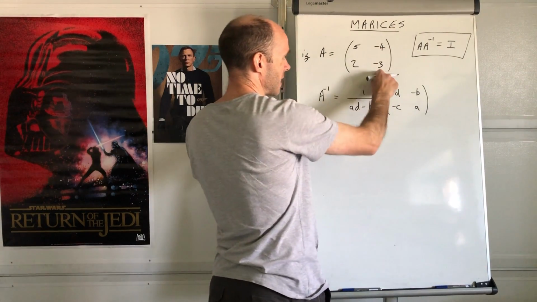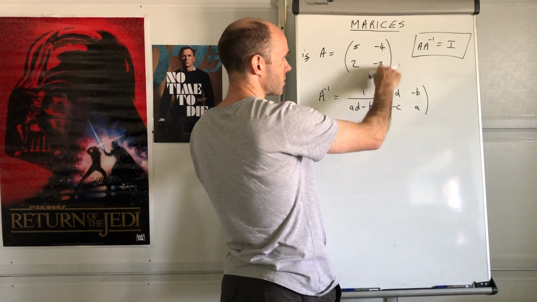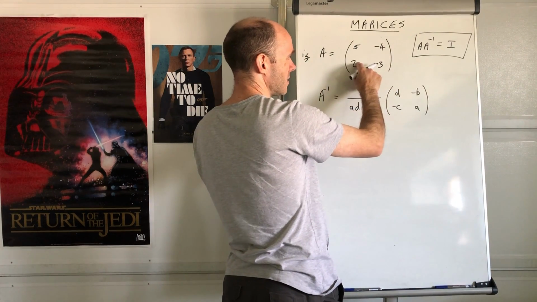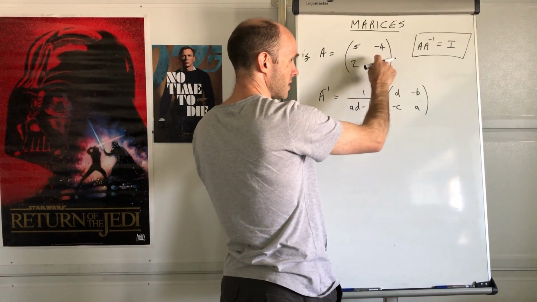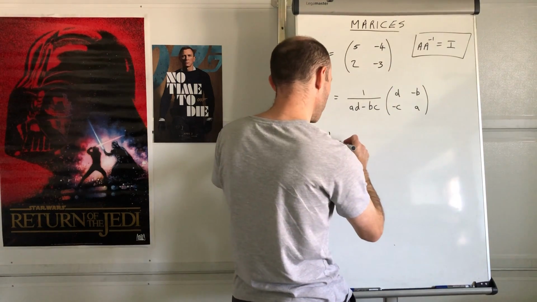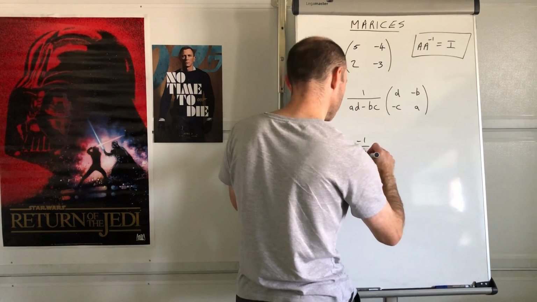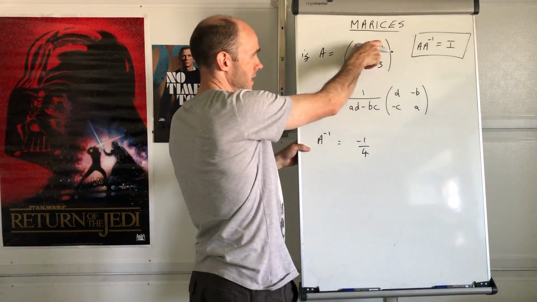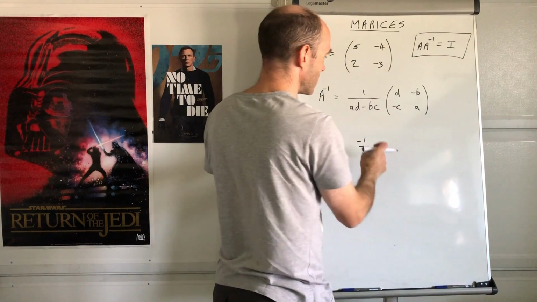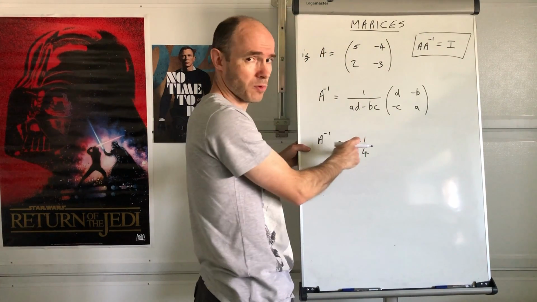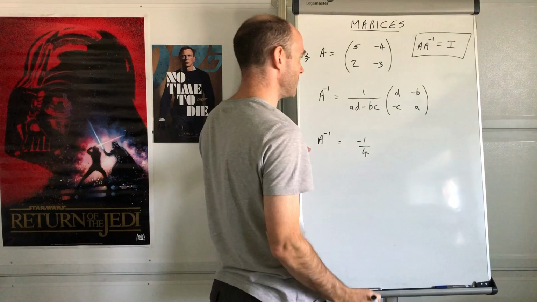So you've got -12, subtract -8. So that's -12 plus 8. That's -4. So that will be -1/4. There you go with that. So -12 plus 8 is -4, so that means -1/4. You always divide by the determinant.